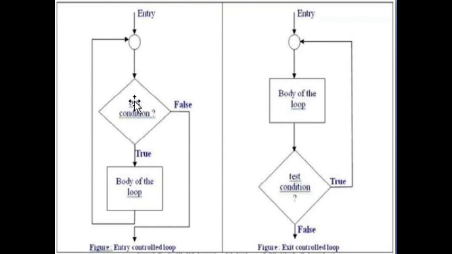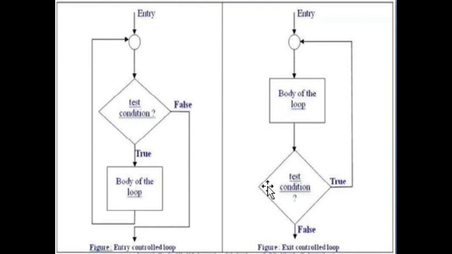I said in the last clip that there are 3 most important components. First one is initialization, second one is test condition. They take the test condition first, then take the body of the loop. See here, if the test condition is false, then it will directly exit the control loop. Entry means they are coming out of the test. But if it is true, then it has to go into the body of the loop.